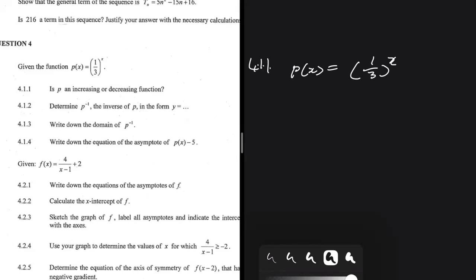Is P an increasing or decreasing function? So that is 4.1.1, right? We have P of x, which is equal to 1 divided by 3 to the power x. So let's go ahead and find out whether this function is increasing or decreasing. How are we going to possibly do that? Let's start by substituting x equals 1 and see what we get.